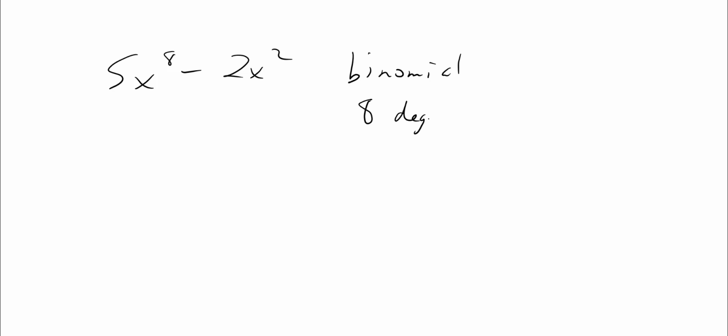So if I do 5x to the eighth minus 2x squared, I can ask you two things now. I can say, tell me by number of terms, and you say, oh, they're two terms. It's a binomial. And then I say, what degree is it? You say, oh, it's degree 8, because that's your biggest number. And it's in standard form, because it's going from biggest exponent to smallest exponent.